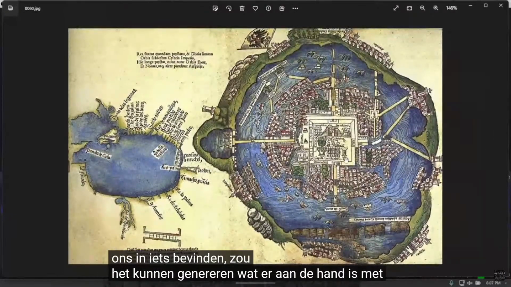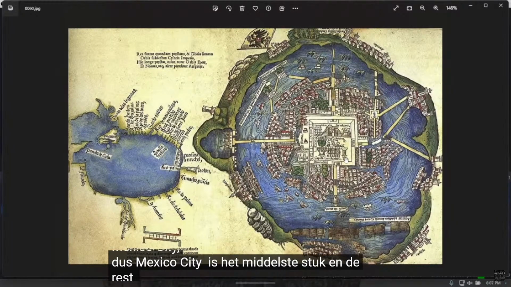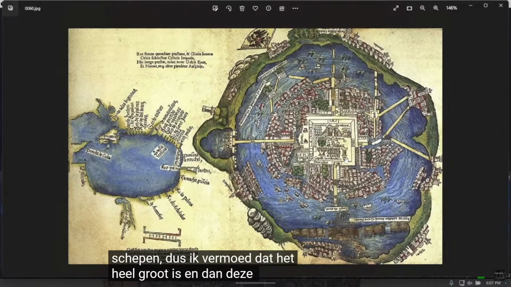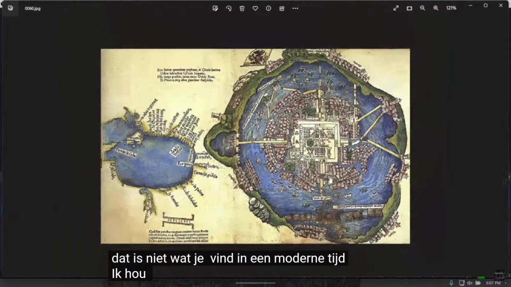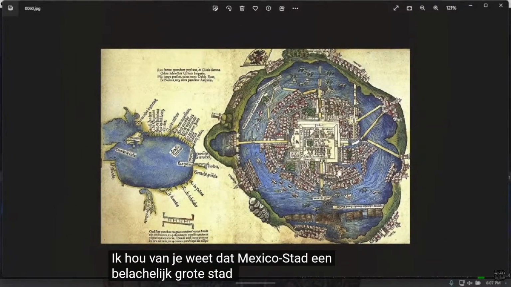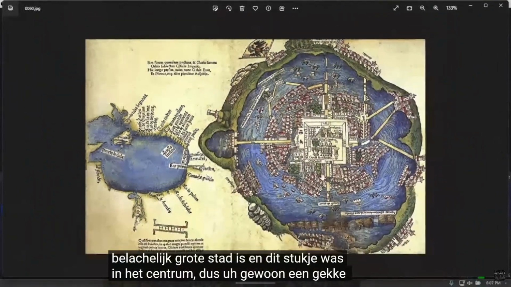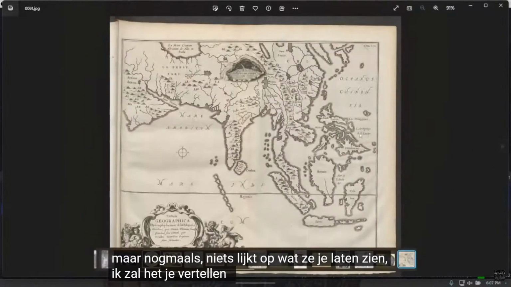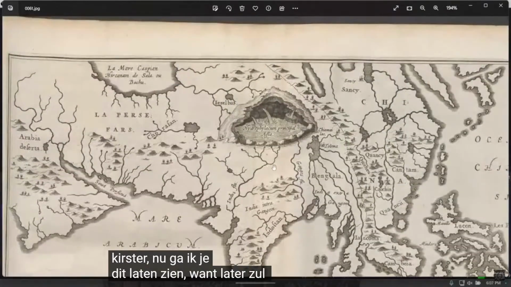What's going on with Mexico City? So Mexico City is the center bit, and the rest of it has a giant sea around it, full of ships, so I'm guessing it's really big, and then this green surround full of towers and cities all the way around it, and an adjacent lake. And that's not what you find in the modern day, although Mexico City is a ridiculously big city, and this bit was in the center. So just a crazy layout. I can't imagine what they're thinking, but again, nothing like what they show you or tell you in the modern day. Kircher again.